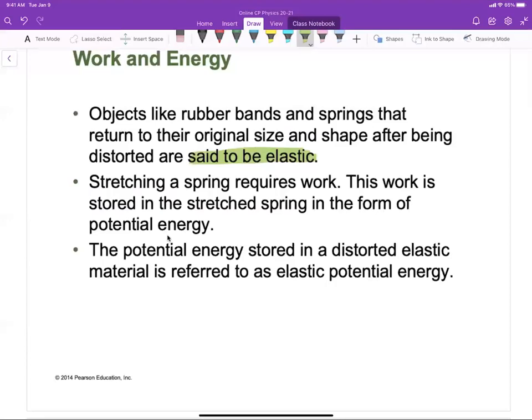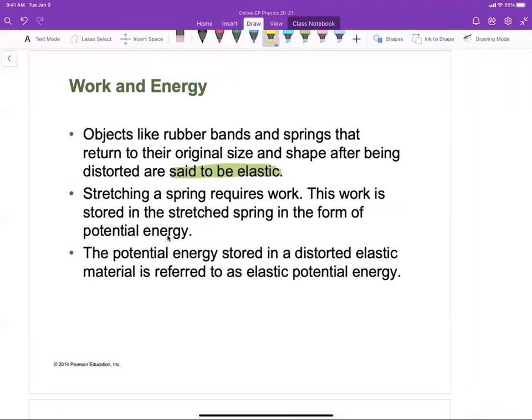So in order for us to actually deform or change the shape of that, we actually have to do work. I have some examples here: a rubber band, a slingshot, a spring. I have to do work to actually create that distortion of that object. Well, that work is a form of energy, and that energy that I have created by doing that work is stored in this object. And we're going to call this the potential energy that is due to elastic.